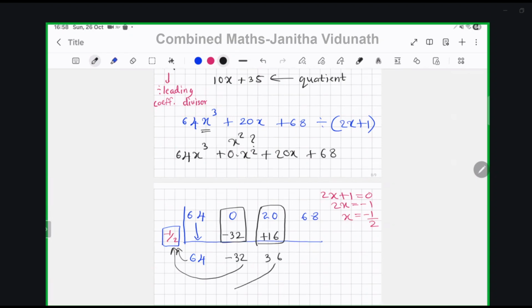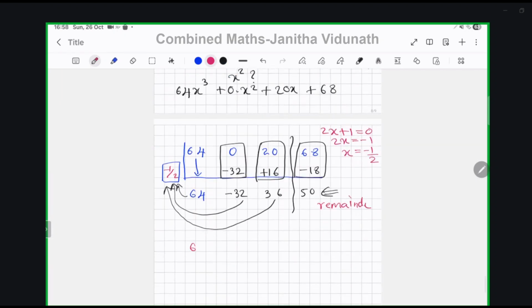Then we multiply 36 with minus half. That means the result is minus 18. Then we add those two numbers: 68 minus 18 is 50. The final value in the bottom row is the remainder. This is the remainder. Now the remaining numbers are the coefficients of the quotient.